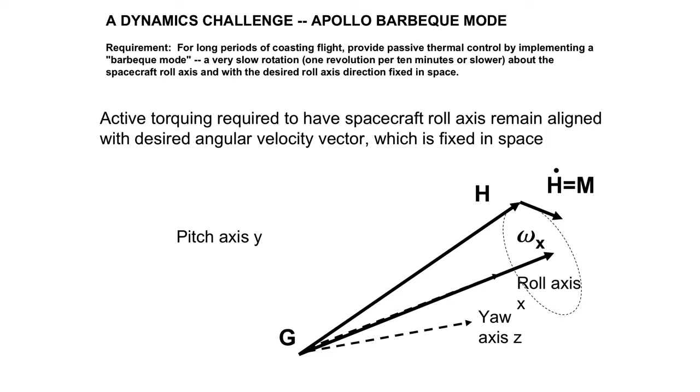Now I'll read this to you. Requirement for long periods of coasting flight, in other words, between the Earth and the moon: provide passive thermal control by implementing a barbecue mode, a very slow rotation, 1 revolution per 10 minutes or slower, about the spacecraft roll axis, and with the desired roll axis direction fixed in space. So they want to be able to aim the command module at the rendezvous point.